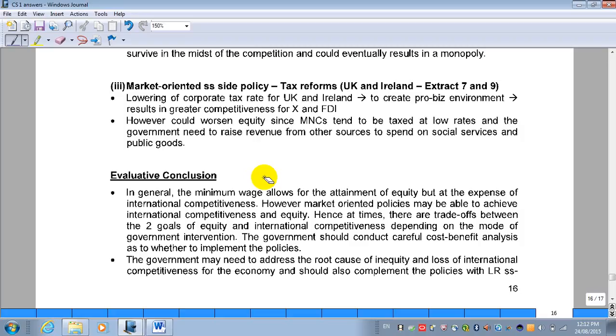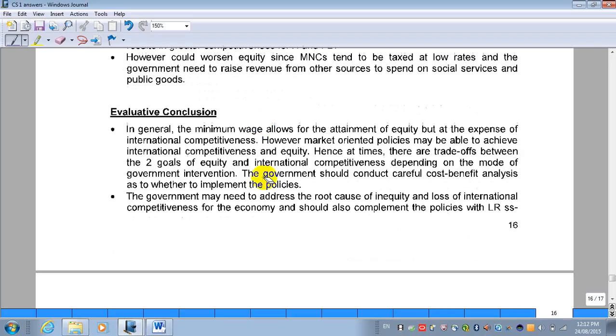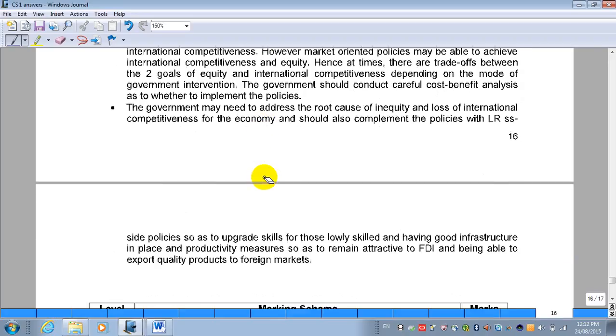And then you give other clever comments, and I thought that the comment about how there are trade-offs between equity and international competitiveness, sometimes you can achieve one, but it might be at the expense of the other, I thought that's a clever comment. And I think, boys and girls, that when you talk about policies, I like to use the word root cause. Whatever policies that you use, you try to make sure that it addresses the root cause of the problem. I thought that that's significant.